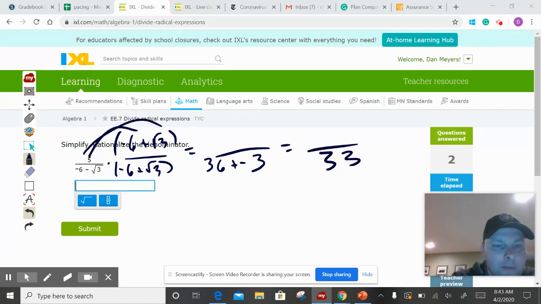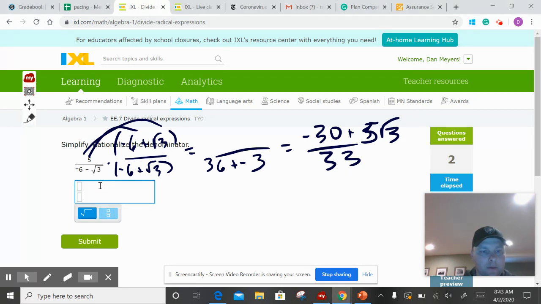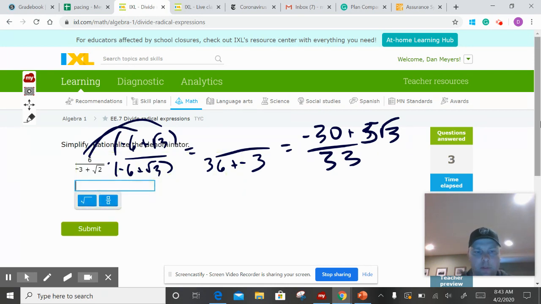And then we distribute the top. We have negative 30 plus 5 root 3. Again, we're going to look for anything that can be simplified in this one, and it can't. Hopefully soon they'll give us one that can be simplified. So we have negative 30 plus 5 times the root of 3 all over 33. You guys are going to look really smart when you're doing these because I'm sure your parents won't remember how to do this stuff, huh?